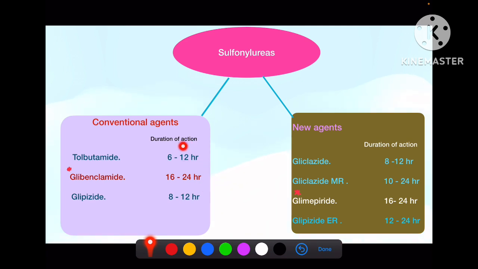Tolbutamide has a 6 to 12 hours duration of action. Glipizide, 8 to 12 hours. The newest drugs are also available in the market. One is gliclazide, duration of action 8 to 12 hours. Gliclazide MR, 10 to 24 hours. Glimepiride, 16 to 24 hours. We can consider this newest drug also a long-acting sulfonylurea. And glipizide ER, 12 to 24 hours is the duration of action.